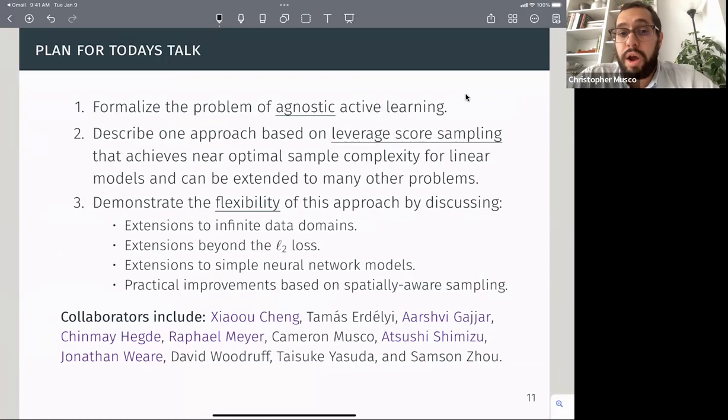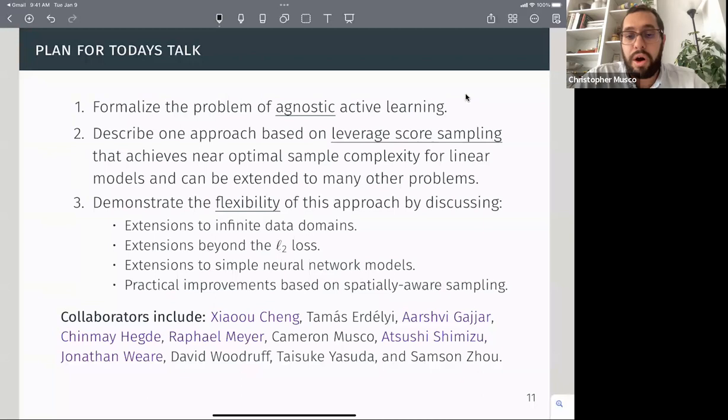I'm gonna describe one approach to solving this very challenging agnostic active learning problem for linear functions based on something called leverage score sampling, which gives near optimal sample complexity for the set of linear functions. And I think it's a really interesting method. We're gonna motivate it from first principles. What I like about the leverage score sampling methods is it has a lot of flexibility. So it can be extended to active learning in infinite data domains. When your goal is minimizing unusual loss functions, it can be extended to simple neural network models. Lots and lots of interesting extensions of this leverage score sampling framework to attack different but related problems. So we'll touch on that towards the end of the talk.